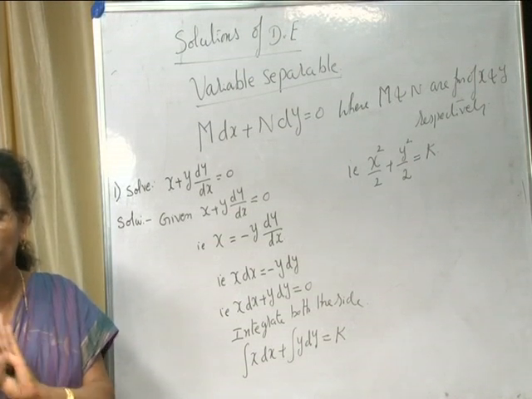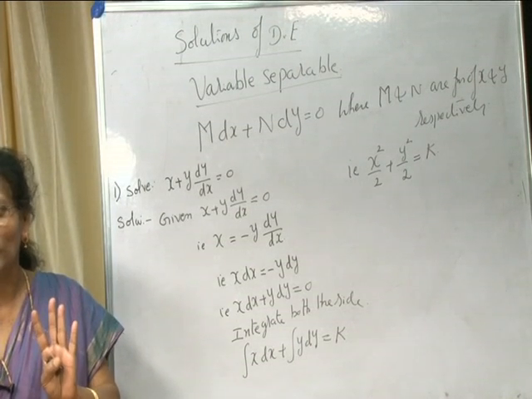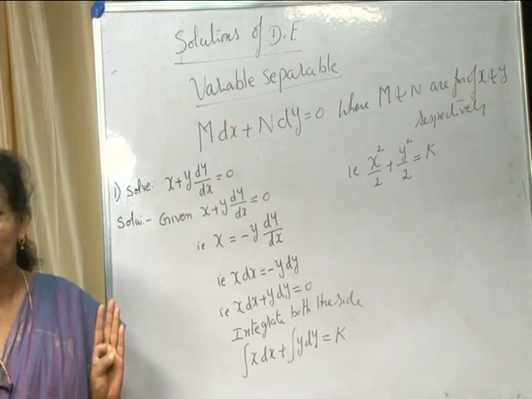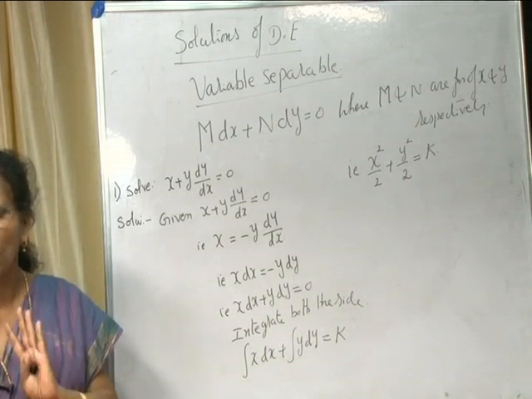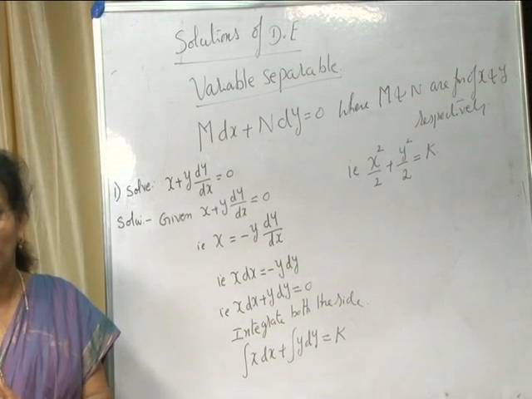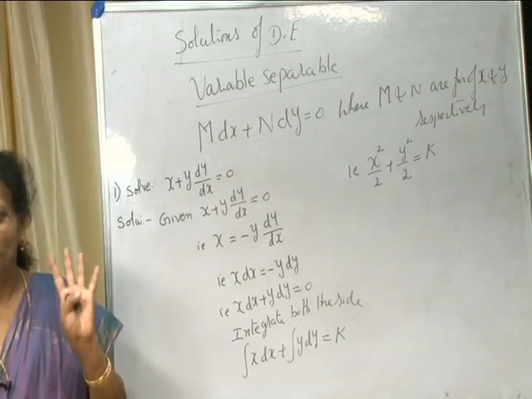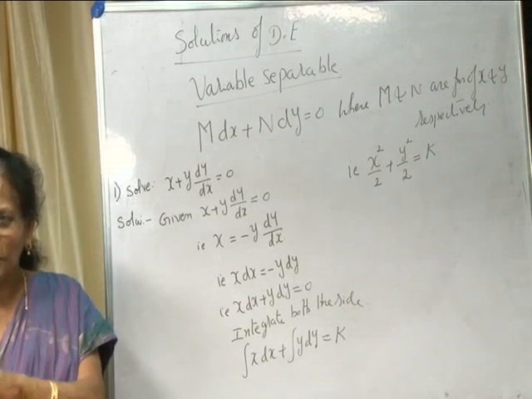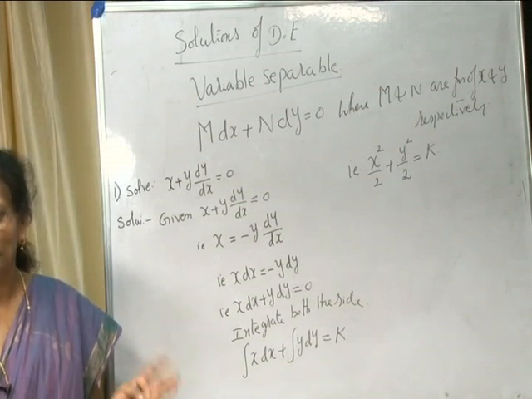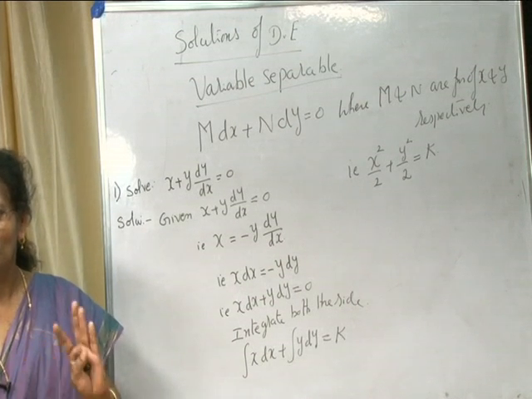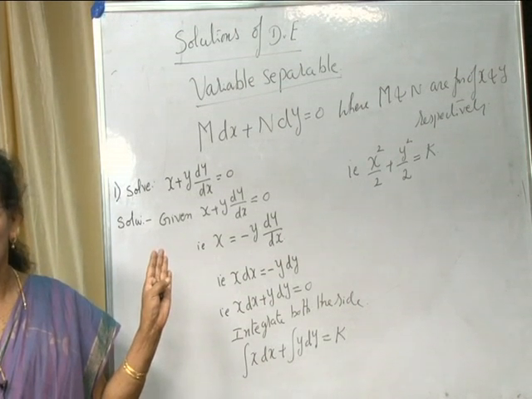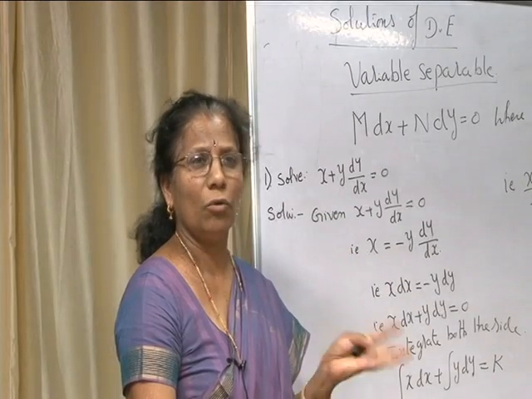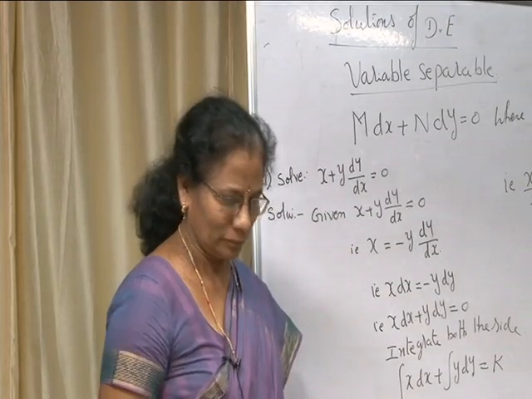You are not giving any work to your mind, just you are separating the variables. All x terms are with dx, all y terms are with dy. How to separate it? If you have two terms, you make one term that side, one term this side. LHS is equal to RHS. Just do the cross multiplication, and you will get all x terms with dx, all y terms with dy.